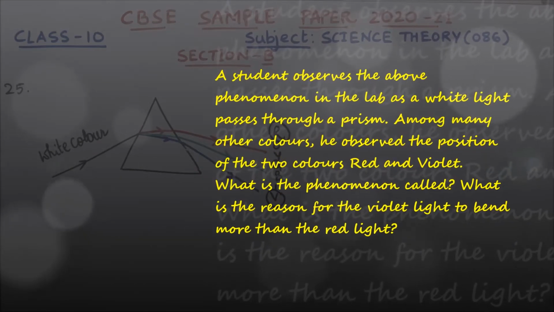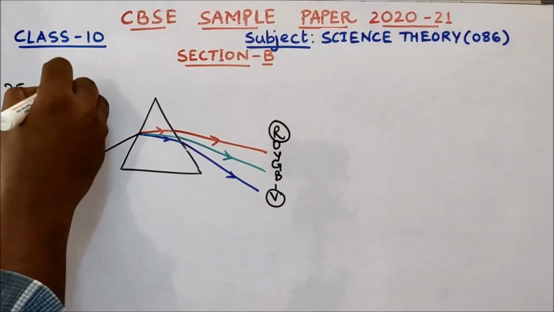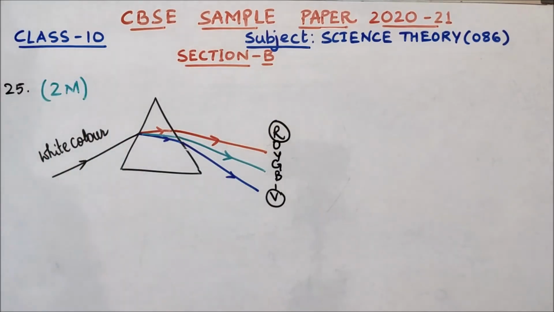So let's read the question. A student observes the above phenomenon in the lab as white light passes through the prism. Among many other colors, he observed the position of two colors, red and violet. What is the phenomenon called? What is the reason for the violet light bending more than the red light? We know in Section B, each question consists of 2 marks. So this is a 2-mark question, and it has 2 parts.